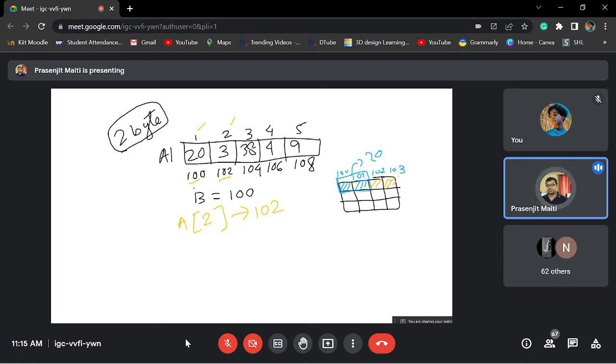Now, if you want to store 38, it requires 104 and 105. Suppose this is 104 and this is 105. So these 2 memory locations are required to store 38. Is it clear to everyone?